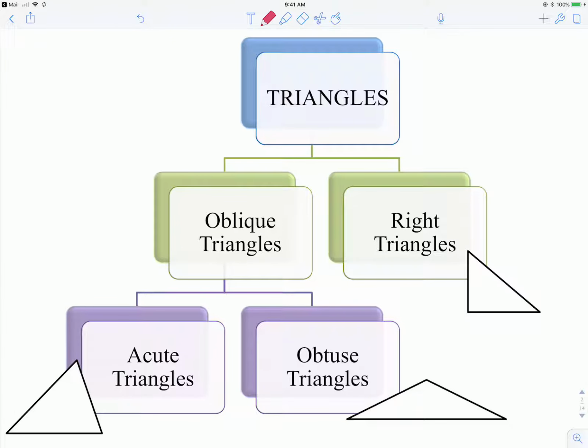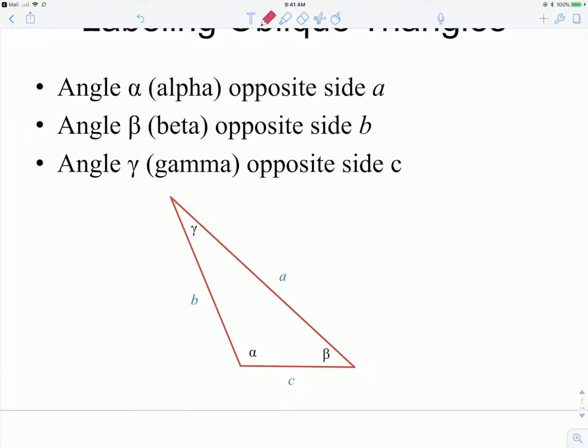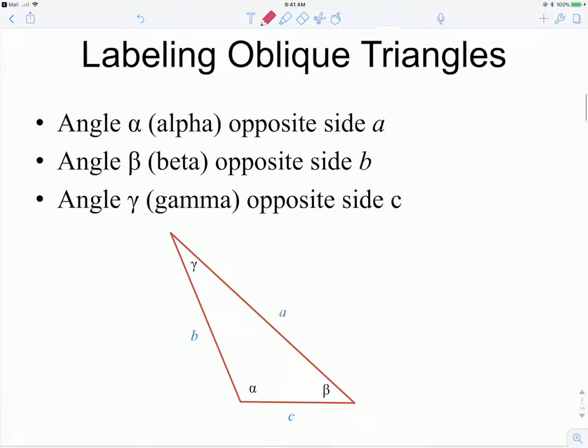So remember, there are oblique triangles and there's right triangles, and then of oblique triangles, we have acute triangles and obtuse triangles. So that's what we're going to be solving for. Here's our labeling for the triangle. We're using the capital Greek letters alpha, beta, and gamma to label the angles, and lowercase a, b, and c to label the sides.